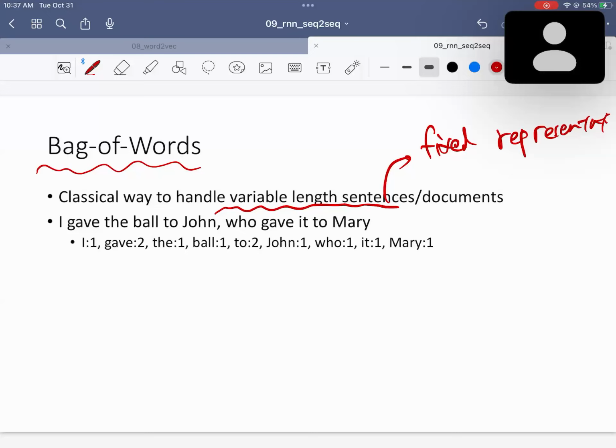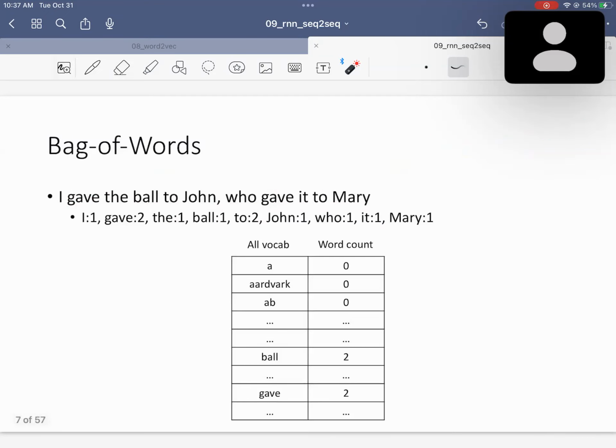So what you do with bag of words is, given a sentence, like "I give the ball to John, who gave it to Mary." Then you simply count the number of occurrences of each word. So I occurred once, gave occurred twice, the once, ball once, to twice, and so on and so forth. So you just count the frequencies of each unique word. Then, based on that, you can represent a single sentence as a counting vector like this.